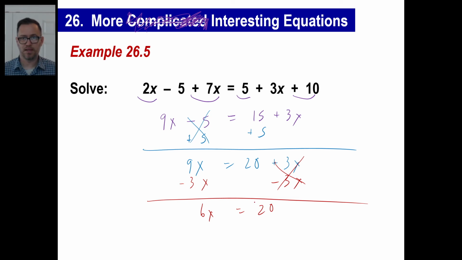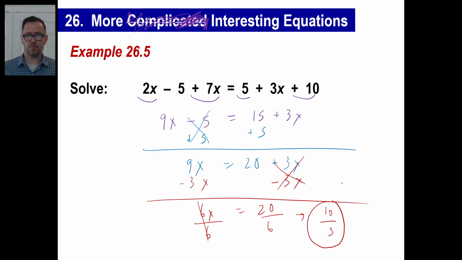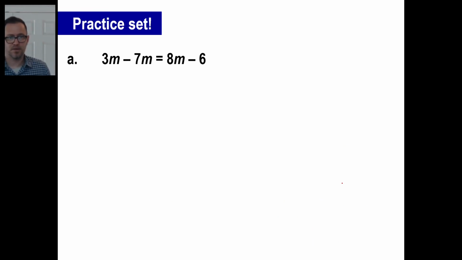Last thing I do is to divide by 6. There we go. Divided by 6. Gone. 20 divided by 6 is my answer. I can reduce that by 2's, of course, and 10 over 3. There you go. Everybody's happy. Nothing's complicated. Okay. All right.